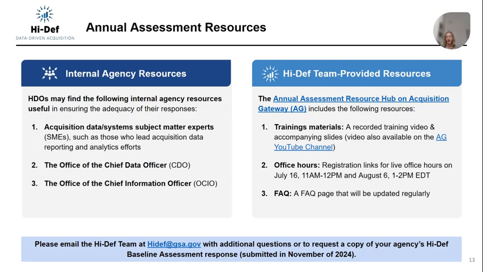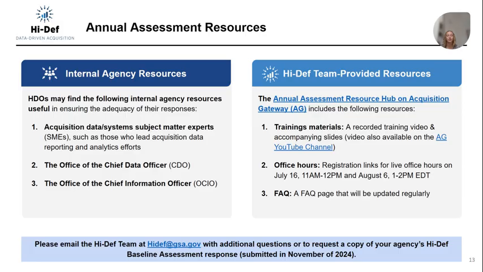A third is registration links for live office hours. These are going to be held by the HiDef team on July 16th from 11 a.m. to 12 p.m. and August 6th from 1 p.m. to 2 p.m. These will be live sessions that are a great opportunity. We can answer any agency-specific and lingering questions that you may have as you're filling out the assessment. Another thing that's included on this page is an FAQ section that we will be updating over time as we receive and respond to questions from agencies. And then, of course, you can always email the HiDef team. We are available at HIDEF at gsa.gov with any questions or requests, and we'll respond as soon as we are able to.